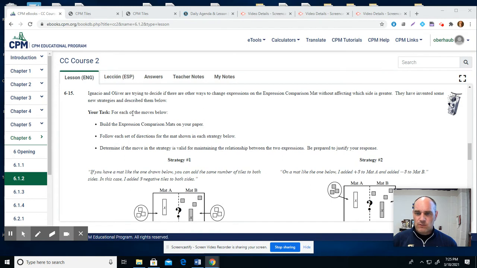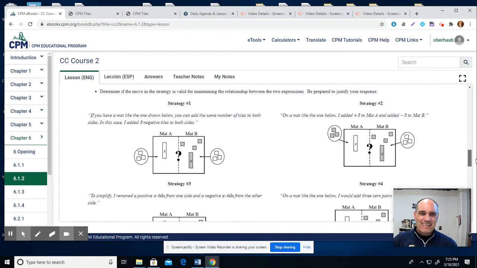So your task for each of the moves below, build these on our mats. So we're just going to look at them on these mats. Hopefully that's okay with you. Follow each set of directions for the mat shown in each strategy below. Determine if the move in the strategy is valid for maintaining the relationship. So instead of saying valid, what I want to know is, is it a legal move? Is it legal to do what they want to do?